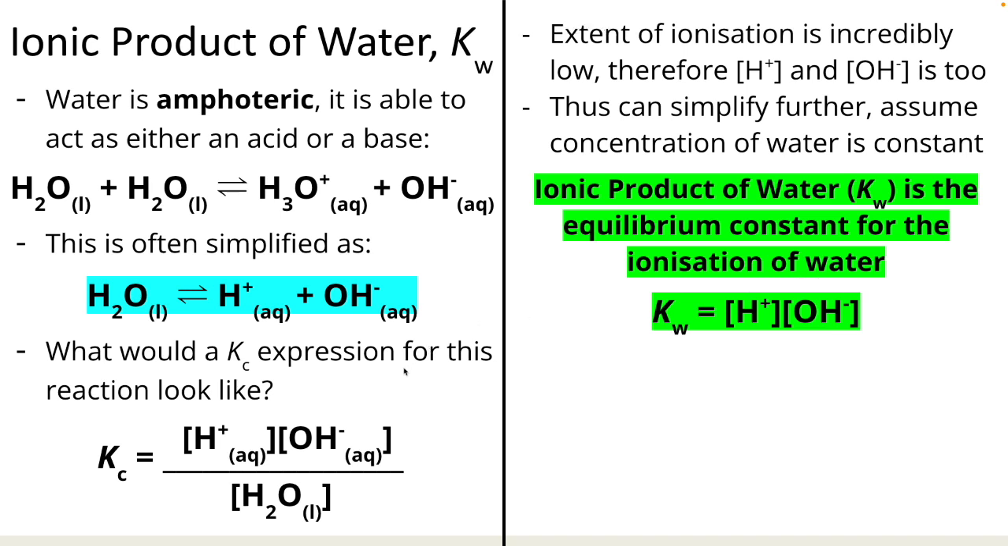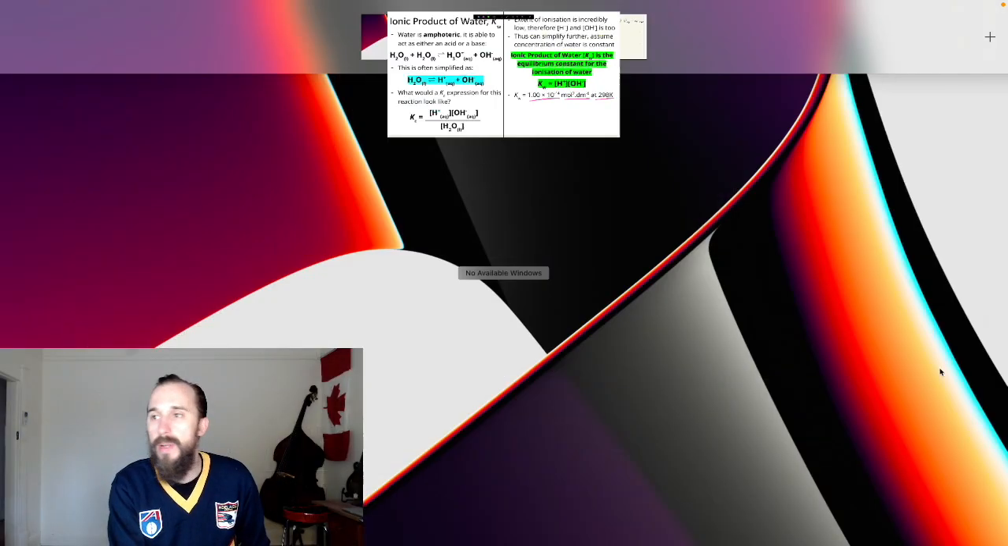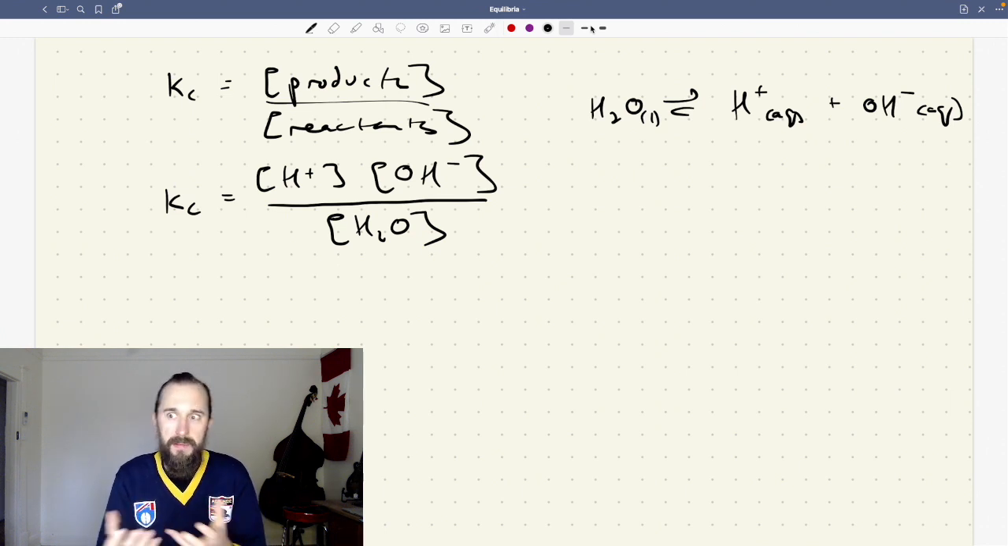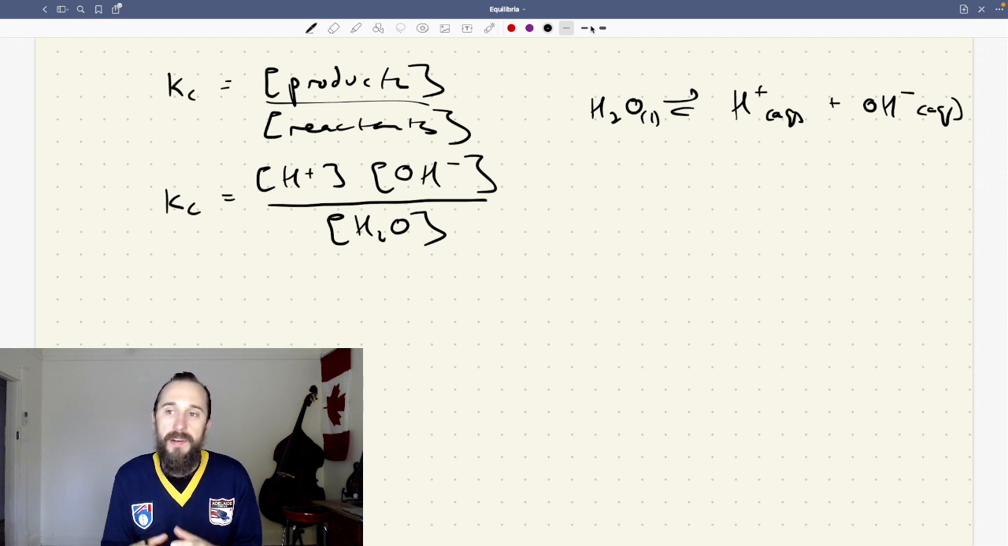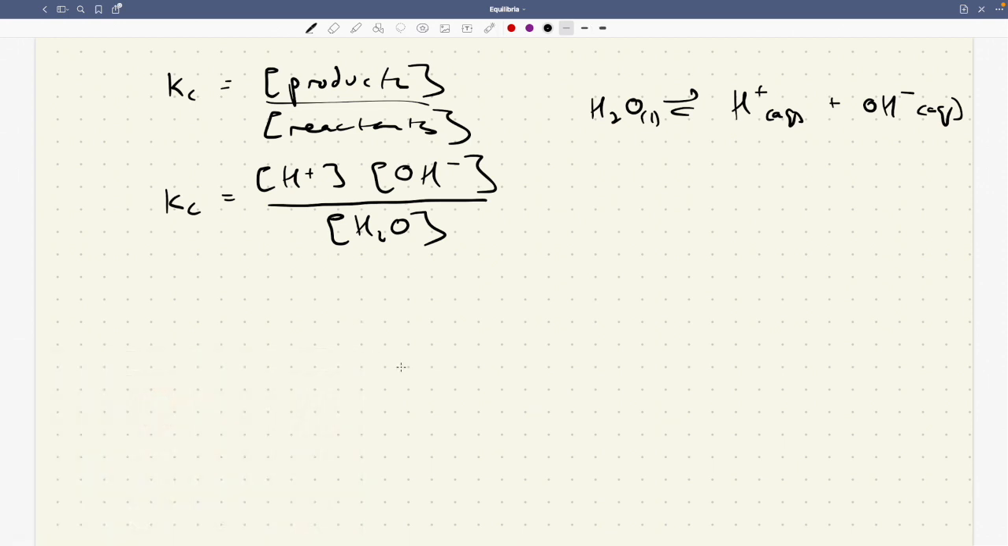Why is this important? Well, it is a constant value at 298 Kelvin. It's that value, 1.0 times 10 to the minus 14, with these units, at 298 Kelvin. So let's recall with our equilibrium expression, what we need to do is determine units by cancelling out our units of concentration and working out what we've got each time. We don't necessarily have consistent units for concentration, but let's look at deriving them now.